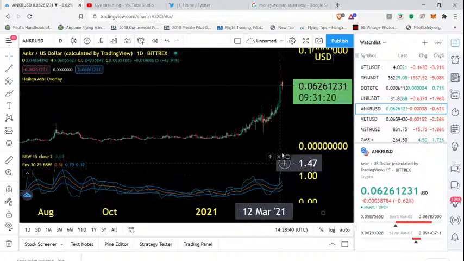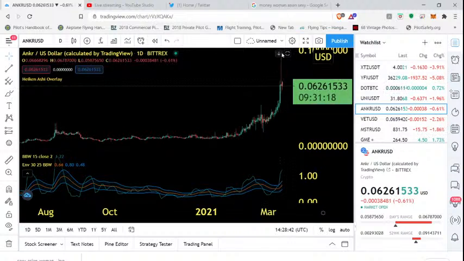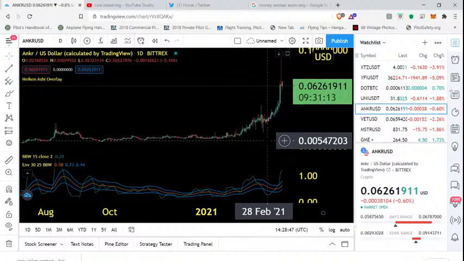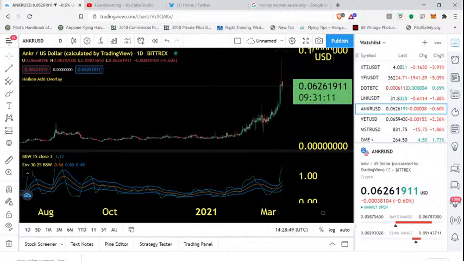Anchor, it took a big jump and then pump and dump there. A couple days of pump and dump there. It really took off. That's surprising.